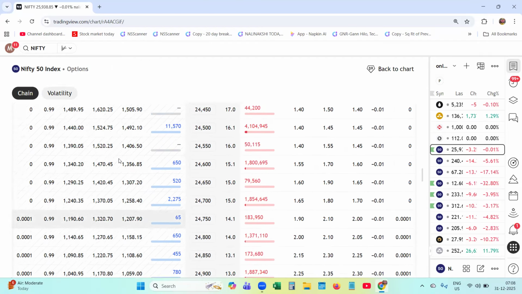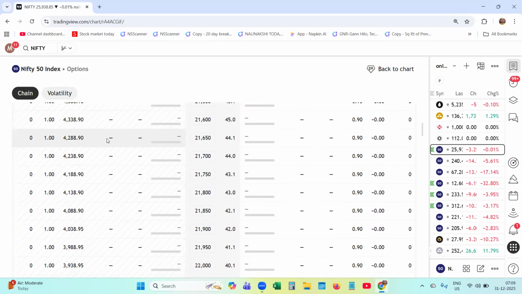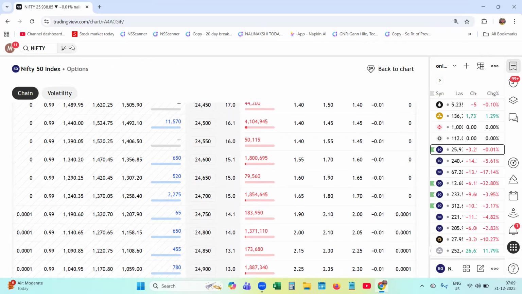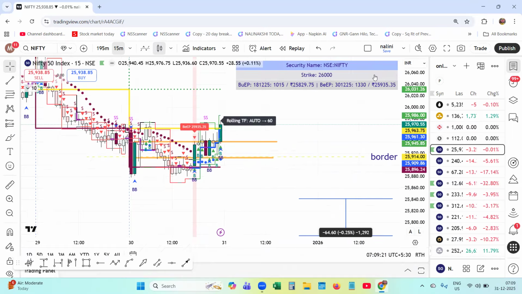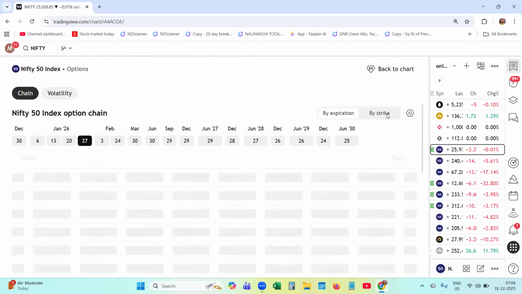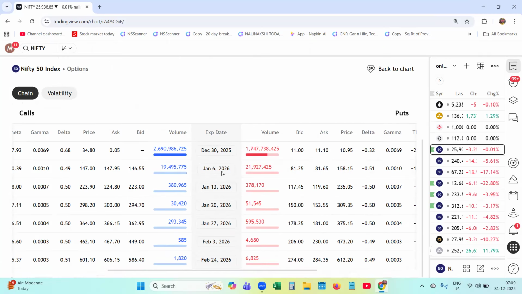Option price, these are all the prices there. It has not been labeled actually. Yeah, you can see over here 24,900. Like that, you can easily access. Or if you go back and click on this options, okay, let us go back to the chart and click on this. What you can do is you can buy strike also, you can see. Buy strike 25,950, you can see all the expiries.